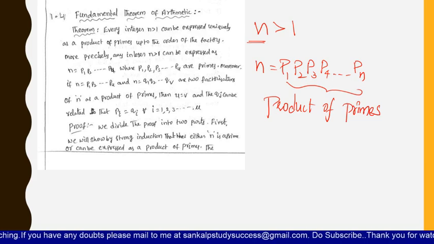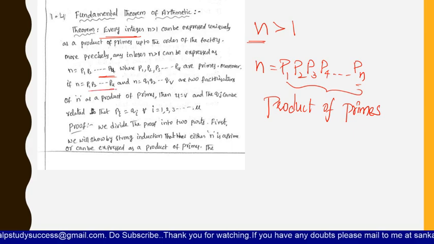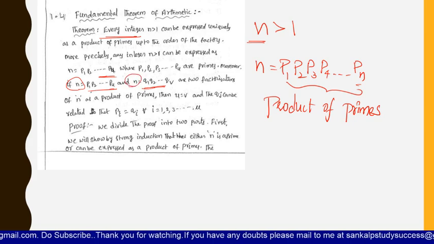The theorem also states that every integer greater than 1 can be uniquely expressed as a product of primes up to the order of the factors. Now consider n is equal to p1, p2 and so on up to pu, and also n is equal to q1, q2 up to qv. That means you are expressing the same number n in the form of p's and q's. You have written two factorizations as a product of primes.